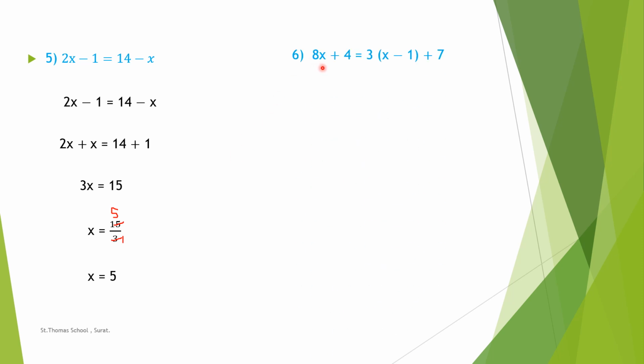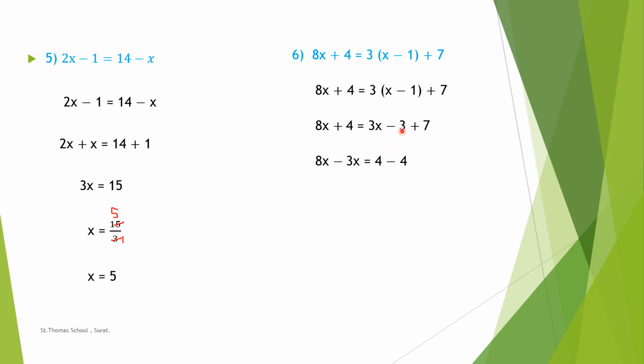Question number 6. 8x plus 4 is equal to 3 multiplied by x minus 1, plus 7. Now write the question once again. Now 8x plus 4. Now remove the bracket. 3 into x, 3x minus 3 ones are 3 plus 7. Now 8x, this is plus 3x. If it comes here, minus 3x is equal to minus 3 plus 7. What is the answer? 7 minus 3, 4.